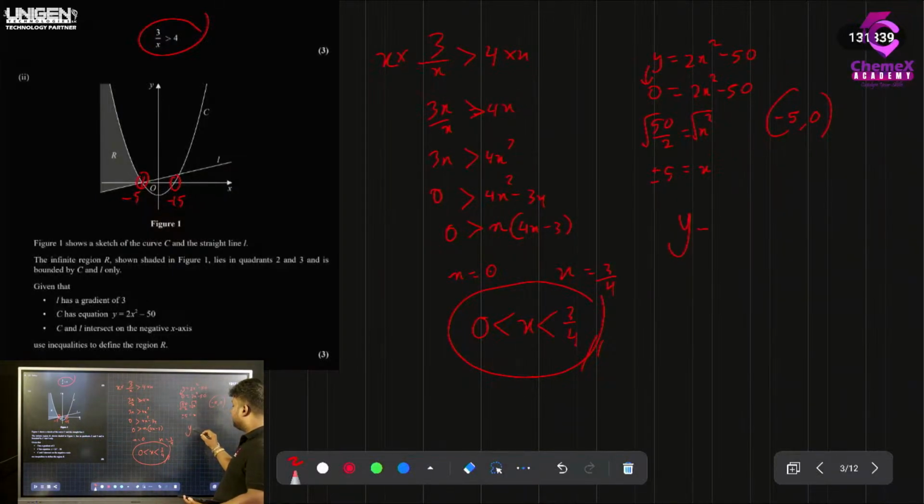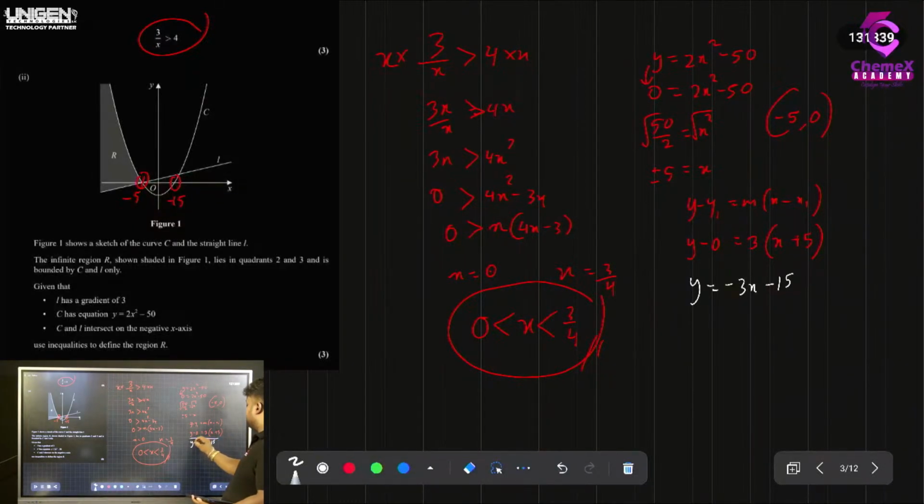L is going to be y equals mx. Okay, I'll write that the other way: y minus y1 equals m bracket x minus x1. So y minus 0 equals m, which is given as 3, times x minus minus 5. Minus 5 is plus 5, right? Let me write it in terms of y. So y is equal to minus 3x minus 15. So this is the L1 equation.